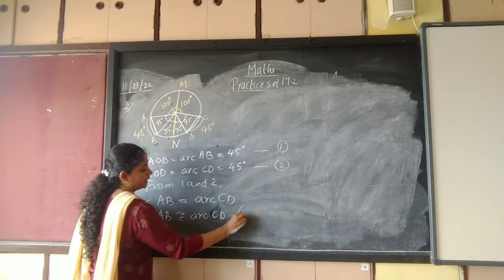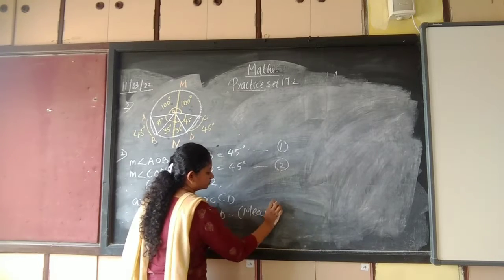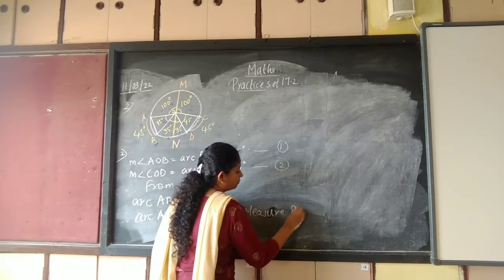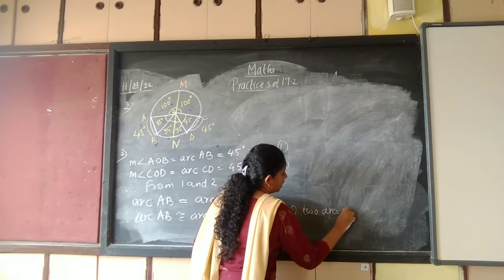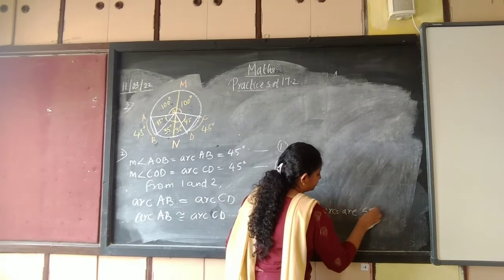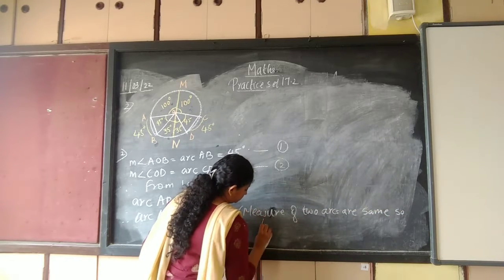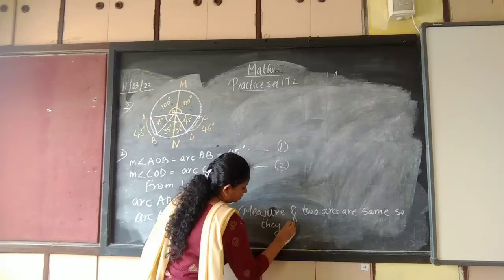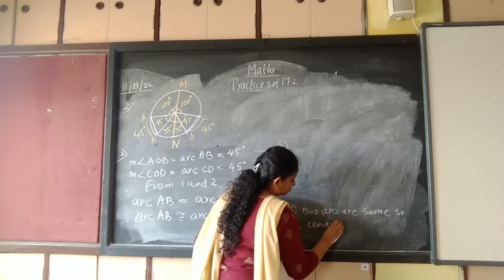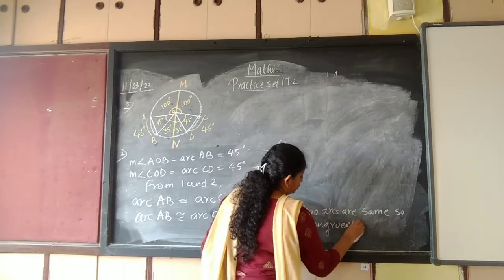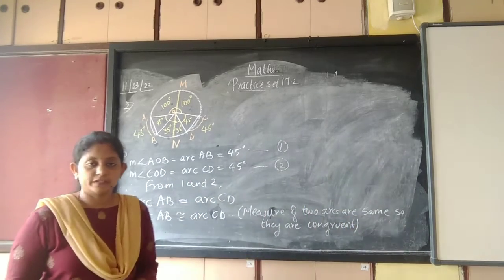What reason will you write? Measure of two arcs are the same, so they are congruent. Okay. Therefore, we can tell that they are congruent to each other.